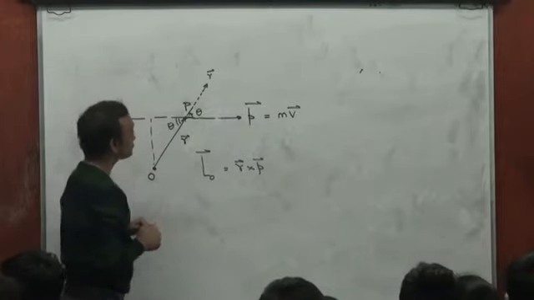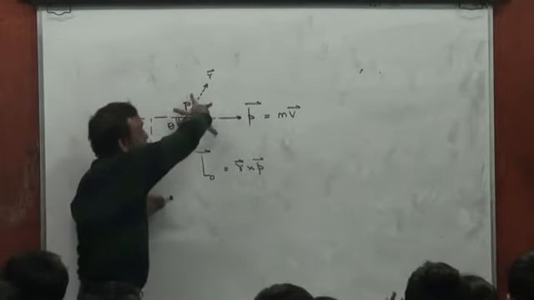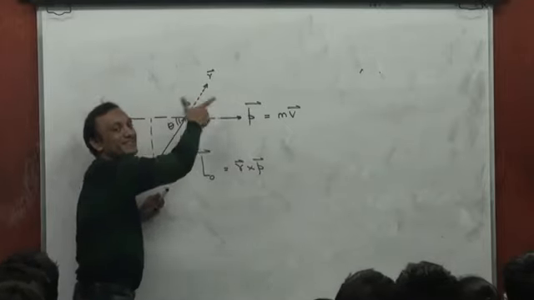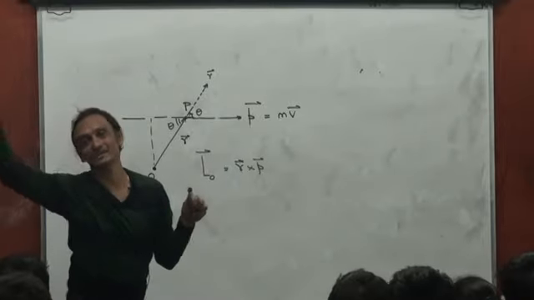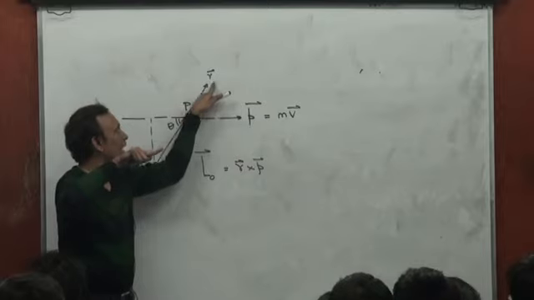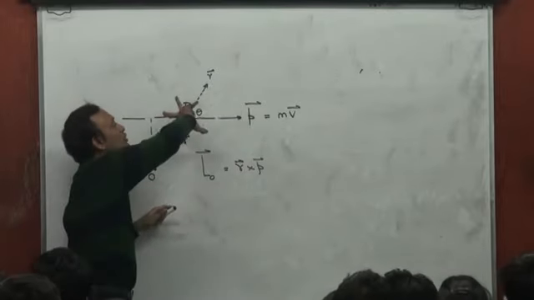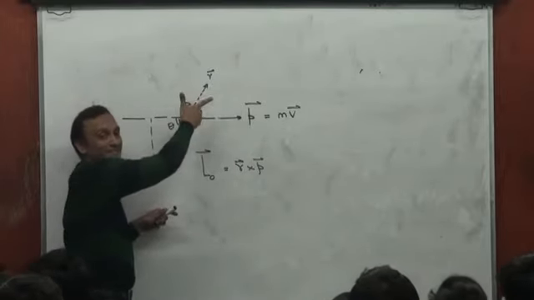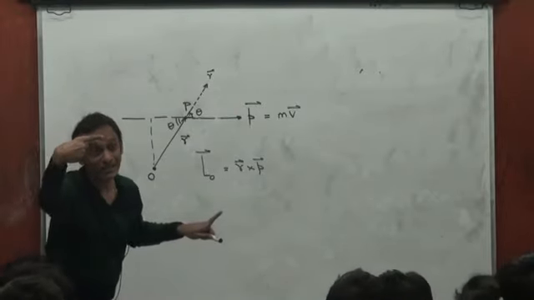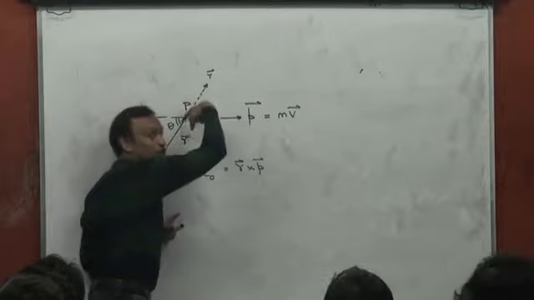Now, in order to go from R to P, what is the sense that you are accomplishing? Clockwise. To go from R, which is this direction, to P, which is this direction, you are navigating in a clockwise sense. So the sense of L is clockwise. The direction of L is into the plane of the board.